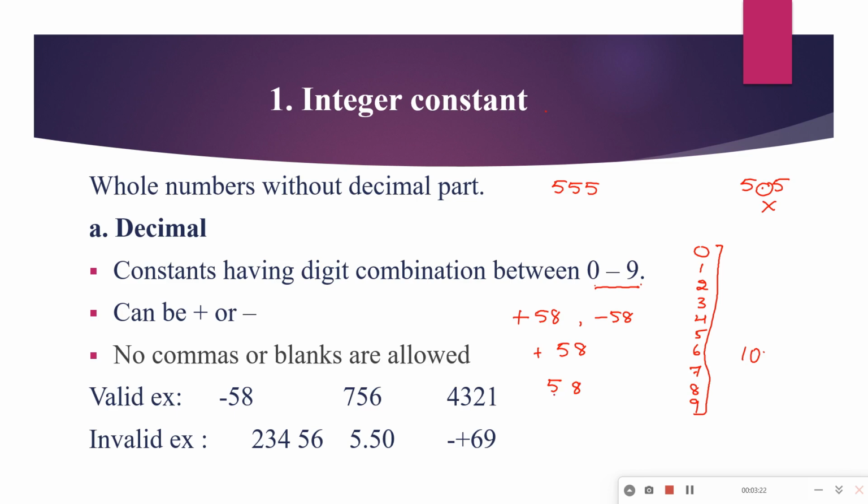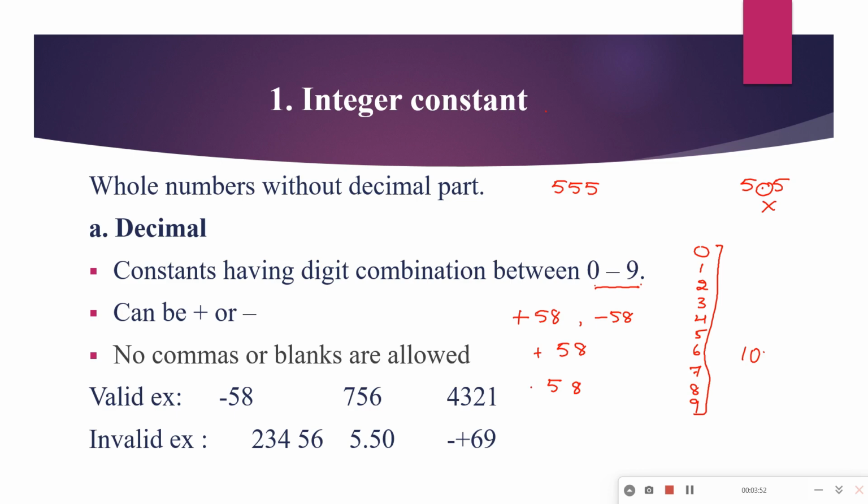It can be considered as two different numbers, but it cannot be considered as 58 as a single number. So no commas or blanks are allowed in an integer constant, whether it is decimal, octal, or hexadecimal.